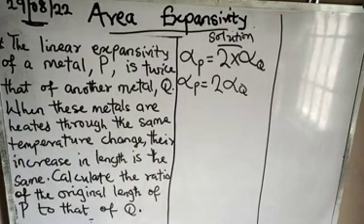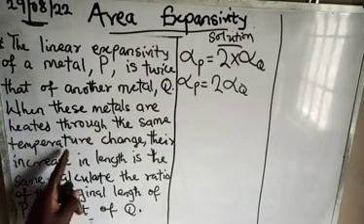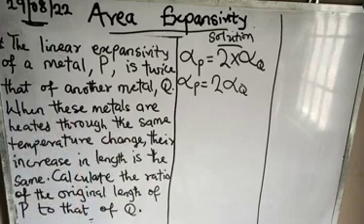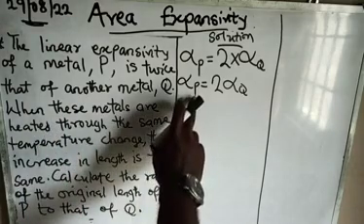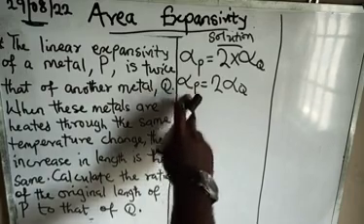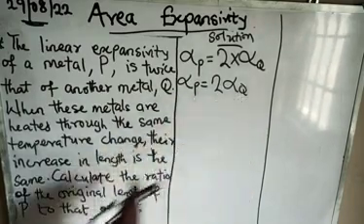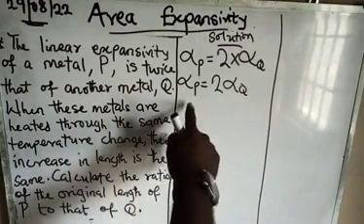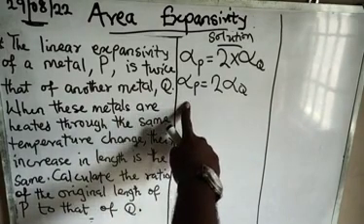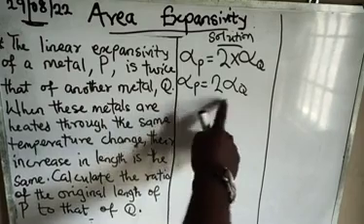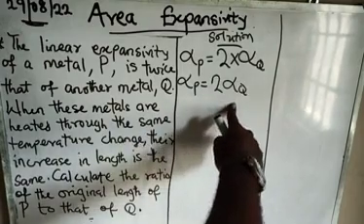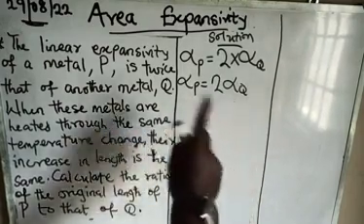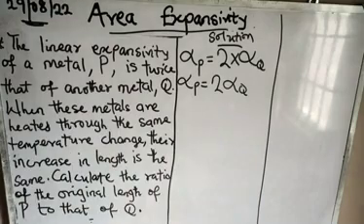Now, when these metals are heated through the same temperature change, that means they have the same change in temperature. The change in temperature of metal P is the same as the change in temperature of metal Q. Their increase in length is the same. That means the increase in length of metal P is the same as the increase in length of metal Q. We are asked to calculate the ratio of the original length of P to that of Q.